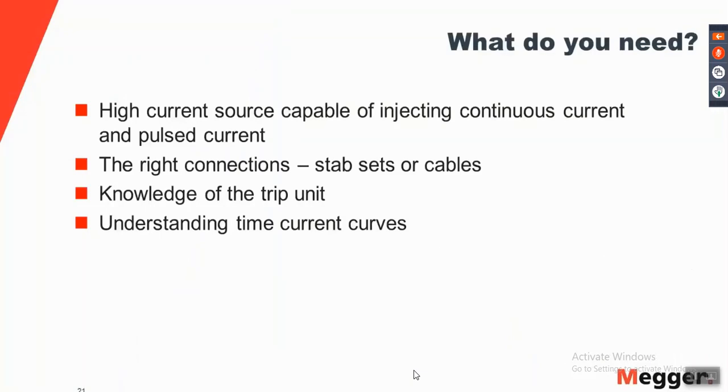What do you need when you do a primary injection test? Because you're going to be playing with high currents, you need a high current source. The current needs to be injected in two forms, continuous form and pulsed form. You need connections to connect the test set with the breakers. You need to have a good knowledge of the trip unit. You need to know how to operate the trip unit to set the right delays and pickups required to do the test. You need to understand the time current curves to be able to validate the results that you get.